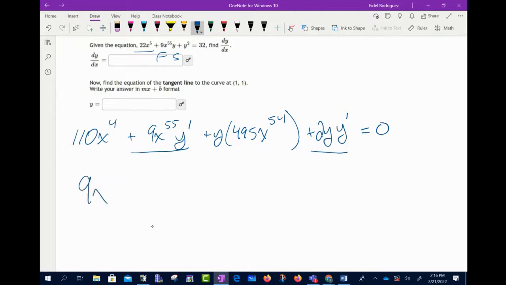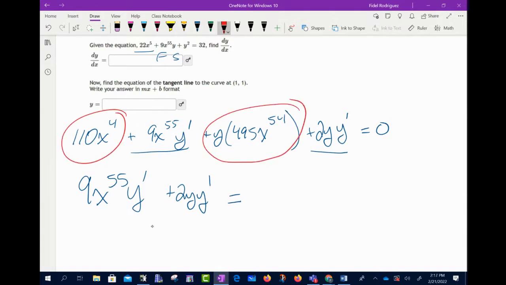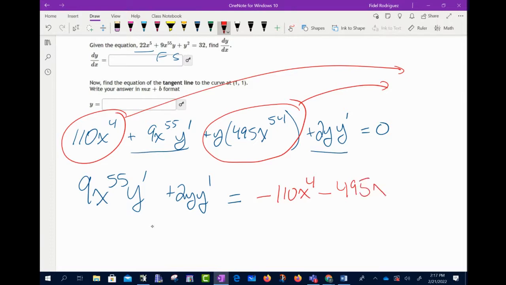So I'm going to leave this as a 9x to the 55 with a y prime, and then a 2y with a y prime, and then the ones that don't have the y primes, they're going to move across the equal sign, right? So when I move that 110x to the fourth, it should become a negative 110x to the fourth. And then everybody agreed that's going to be a minus 495 x to the 54th with the y.